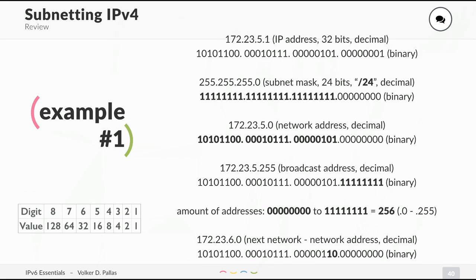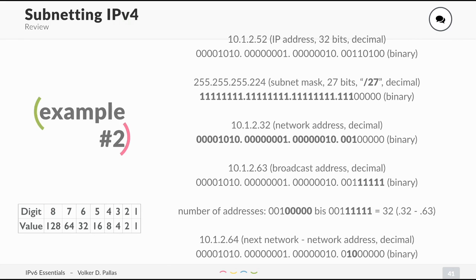The next network after 172.23.5.0 is the network address increased by 1 in the third octet, so it is 172.23.6.0.